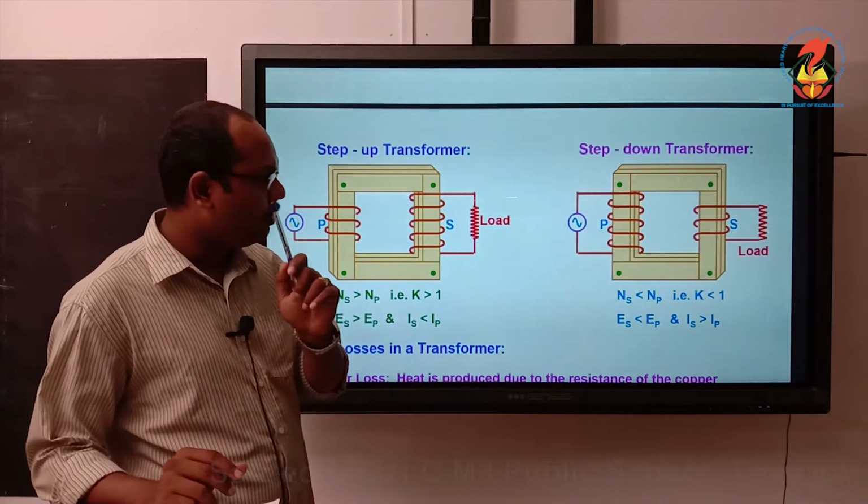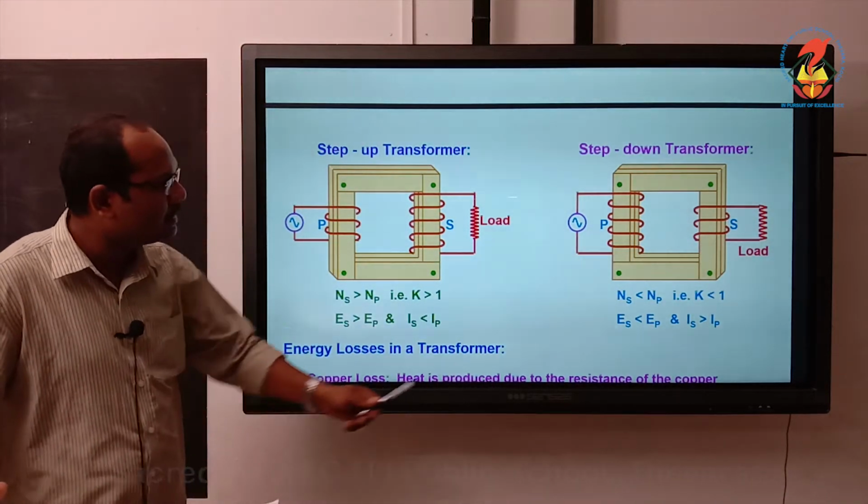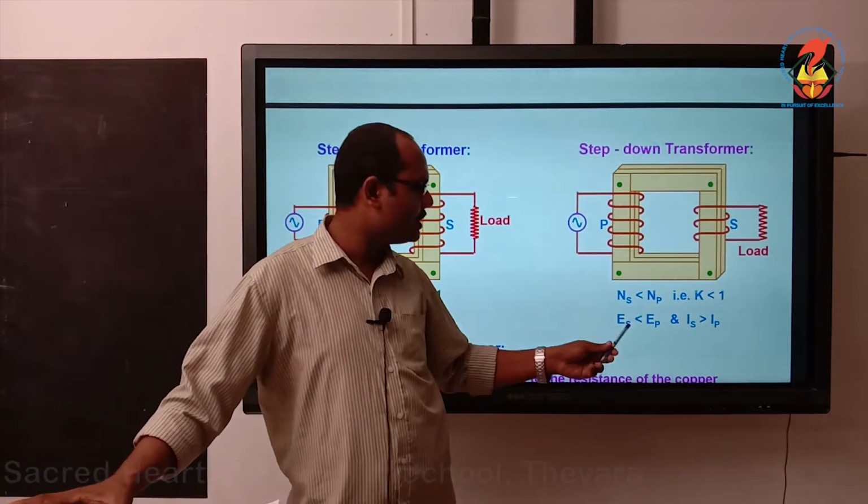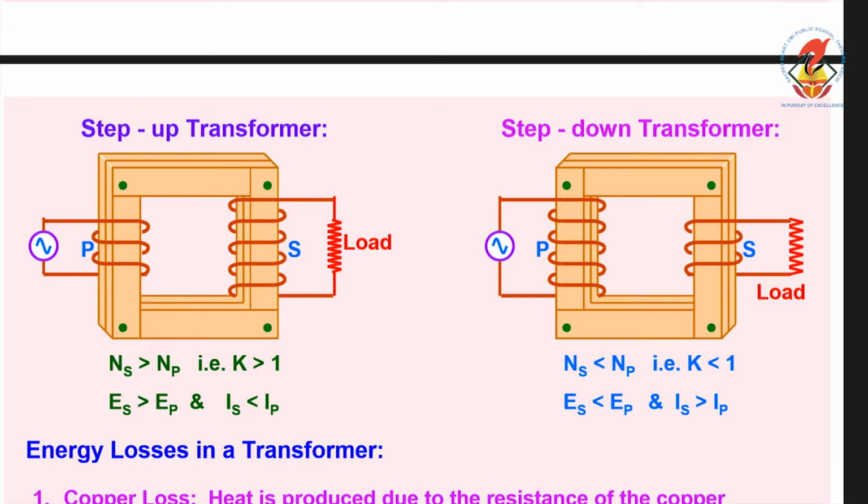And when the voltage is stepped down, you can say like this: Es is less than Ep, E for EMF. So EMF in the secondary is lesser than EMF in the primary because voltage is stepping down. And when voltage decreases, I told you current should increase. So Is is greater than Ip. Similarly, in a step-up transformer, Es is greater than Ep, then Is is less than Ip. That's the difference between both.